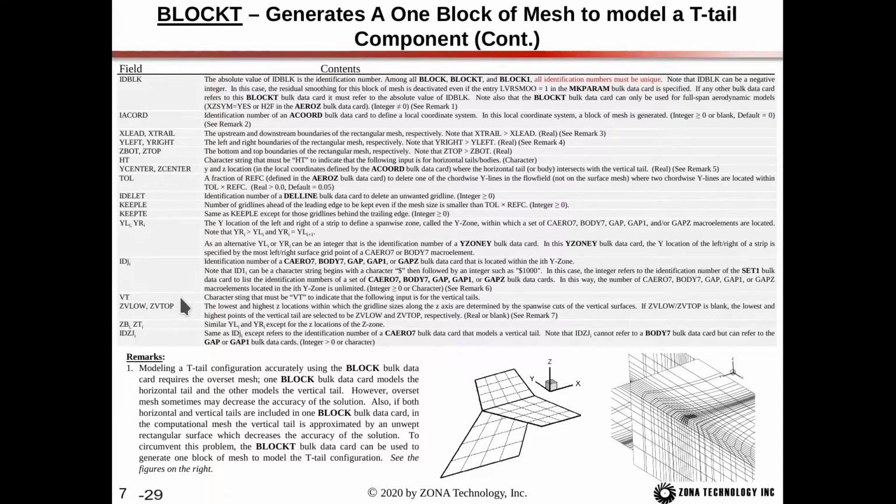Okay, now we move to the vertical portion. So we have VT, which is the character string VT to indicate that we're now on the vertical tail section of the block T. Next we have ZV low and ZV top. So ZV low is the lowest Z location, and then ZV top is the highest Z location of this particular Z zone. So in this example, ZV low would be down here, and then ZV top would be up here.